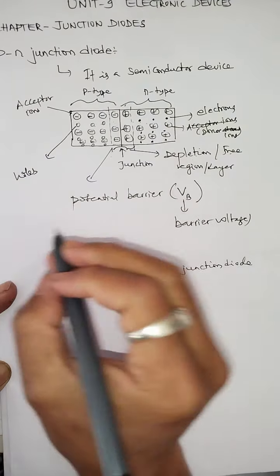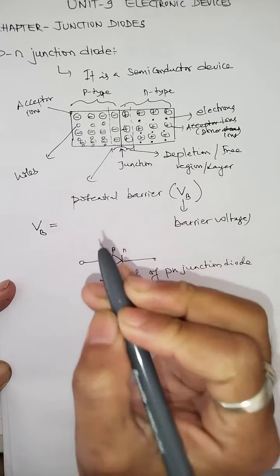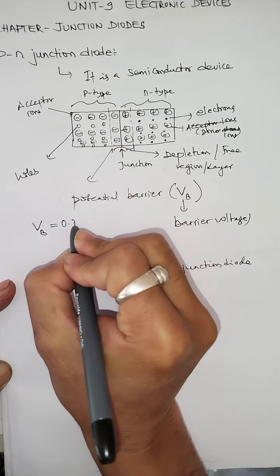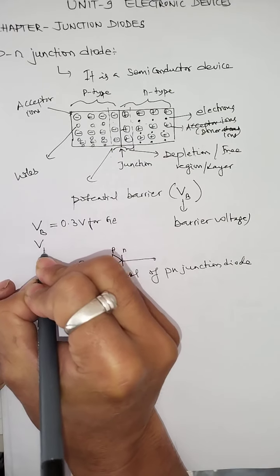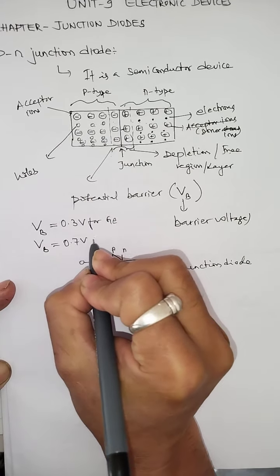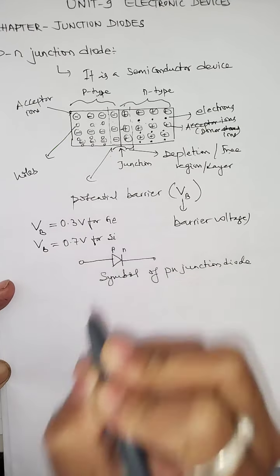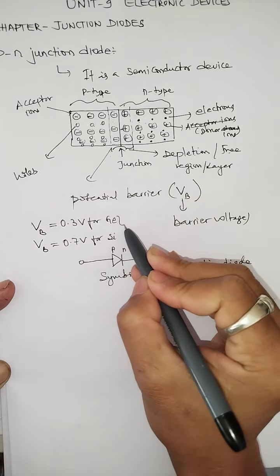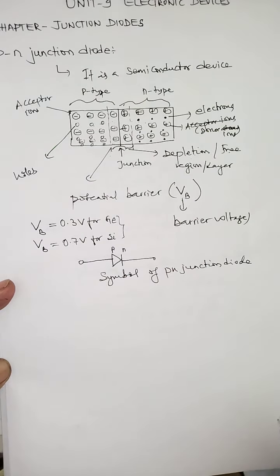Now let me write the value of this potential barrier or barrier voltage. It is approximately 0.3 volt if we take the p-n junction diode made of what? Germanium. And the value of this barrier voltage or potential barrier will be 0.7 volt if the p-n junction diode is made up of a semiconductor like silicon. That means these are the barrier voltage or potential barrier for germanium and silicon.